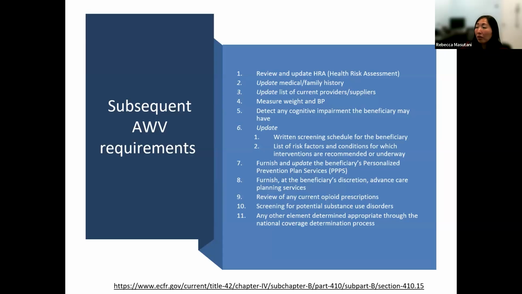And to emphasize again, federal regulations define a subsequent annual wellness visit as one that takes place 12 months after an individual's effective Medicare Part B coverage date, and one that occurs more than 12 months after an individual's initial annual wellness visit. And as you can see here, many of the requirements are very similar to the initial annual wellness visit requirements.